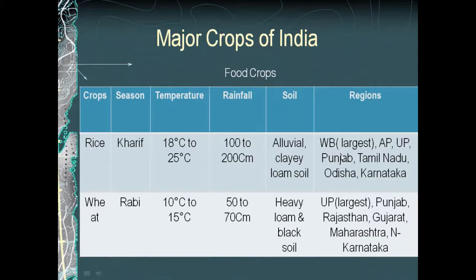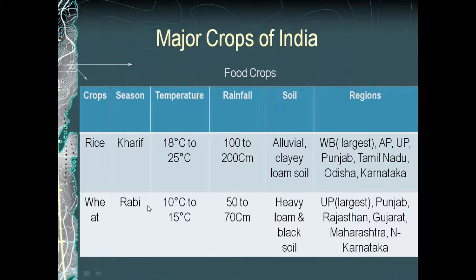It is found in West Bengal. West Bengal has the largest area under rice, the highest production. But the rice bowl of India is Andhra Pradesh. Highest in West Bengal, and rice bowl, Andhra Pradesh. Uttar Pradesh, Punjab, Tamil Nadu, Odisha, and Karnataka are the main regions growing rice.